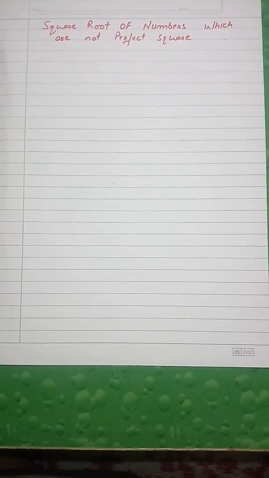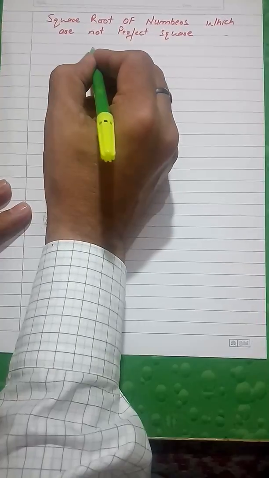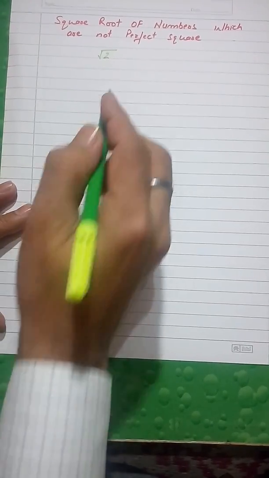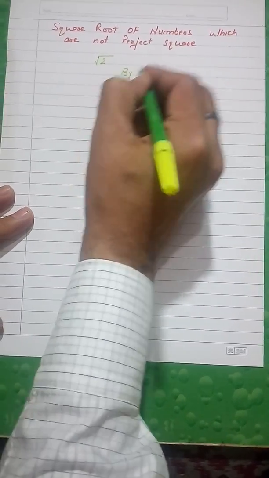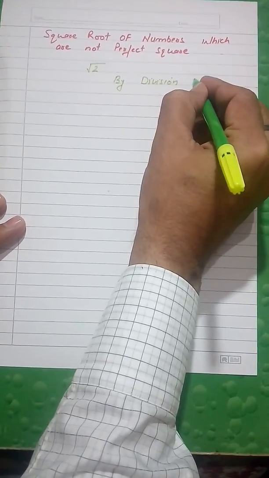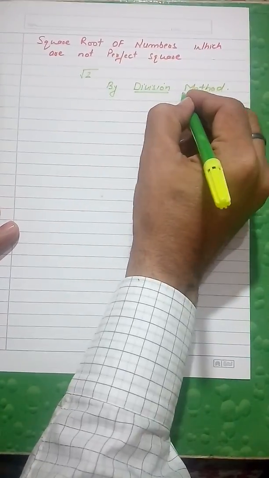Now friend, let us today find out the square root of those numbers which are not perfect squares. So let us consider the number root 2. We have to find the square root of 2 by the division method. Only the division method is applicable in such cases.